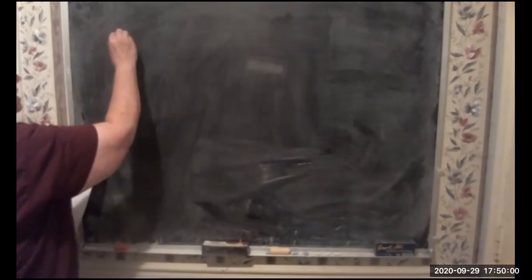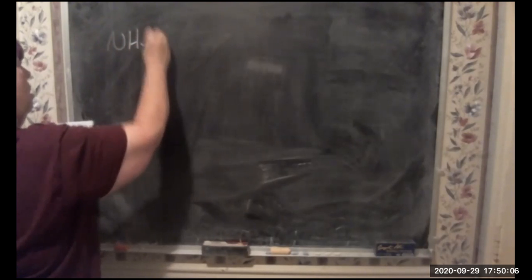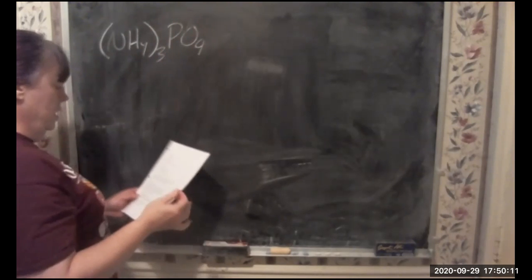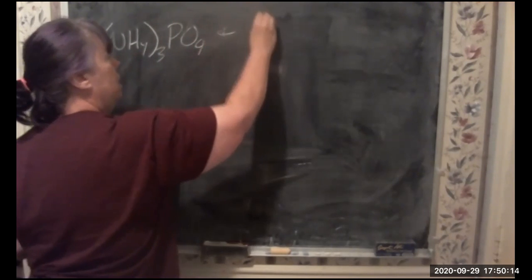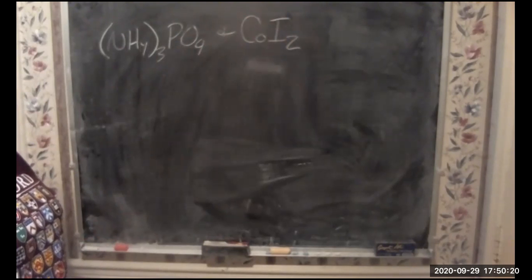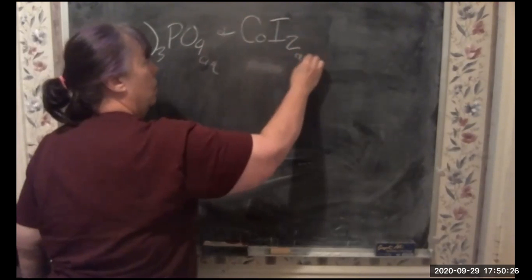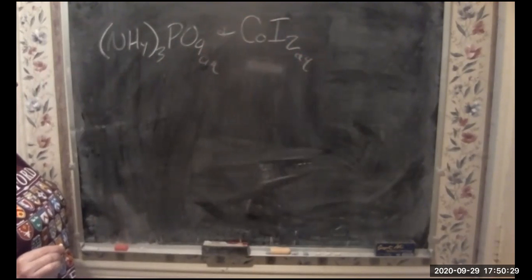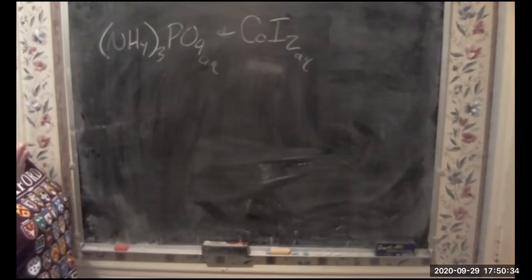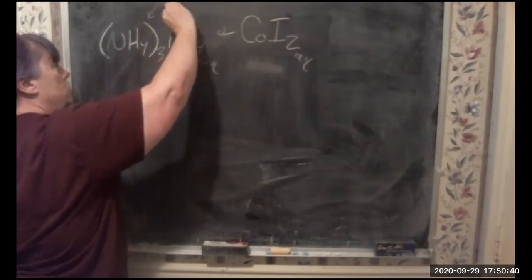The thing that it's asking you to combine is NH4 in parentheses with a 3 and a PO4, and we are combining it with cobalt iodide. So those are your two aqueous solutions. And we're going to determine what they make in terms of a precipitate and whether or not you have certain things that drop out as spectators. So these are the two things that I want to start with here.